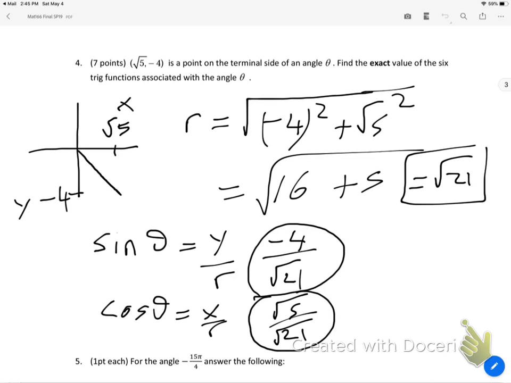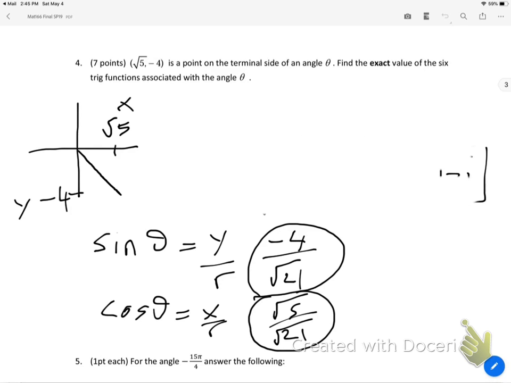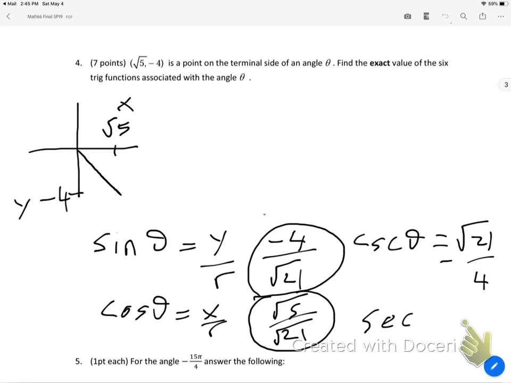Okay, so I'm going to get some space up here. So if that's sine theta, don't forget, therefore cosecant theta is just going to be root 21 over 4. That's negative, of course. And secant theta is just going to be root 21 over root 5. So notice quadrant 4 is where cosines are positive. By the way, I should have written that minus up there. So cosine and the secant are positive.